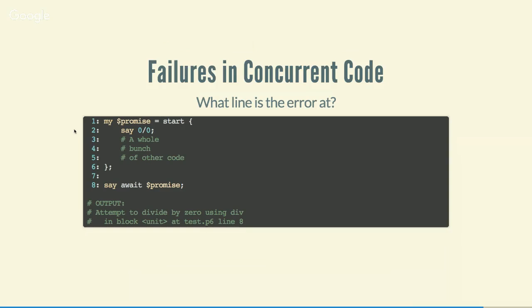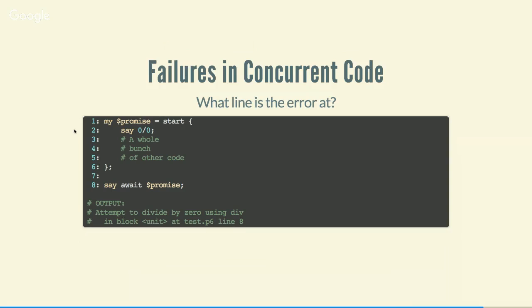35 minutes. Okay, so I showed you how to do concurrent code. Because it runs on the side, if you have any error inside of it, you're not going to get it until you try to look it up. So in this example, on line number 2, I'm dividing by 0. That's an error. But if you look at the error message, it tells me it's on line number 8 when I look it up from await.